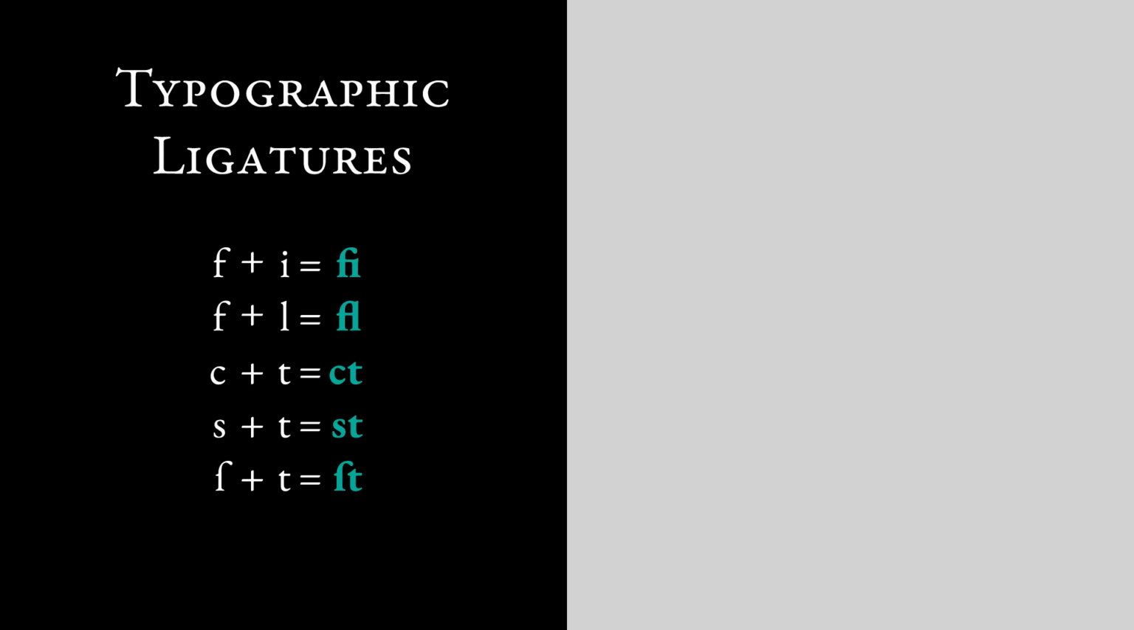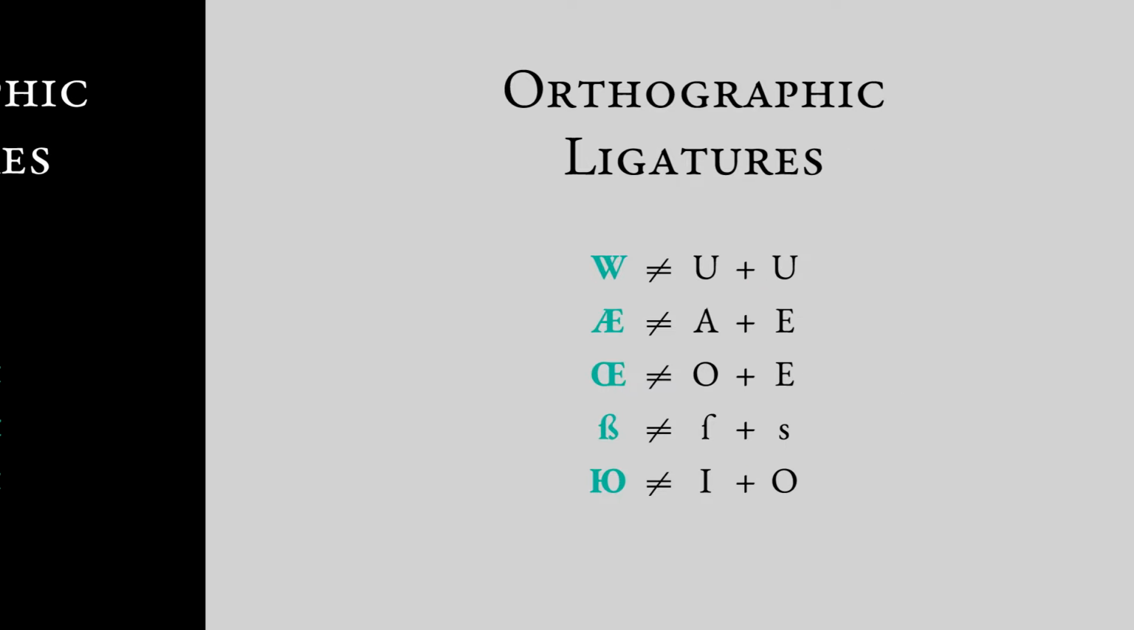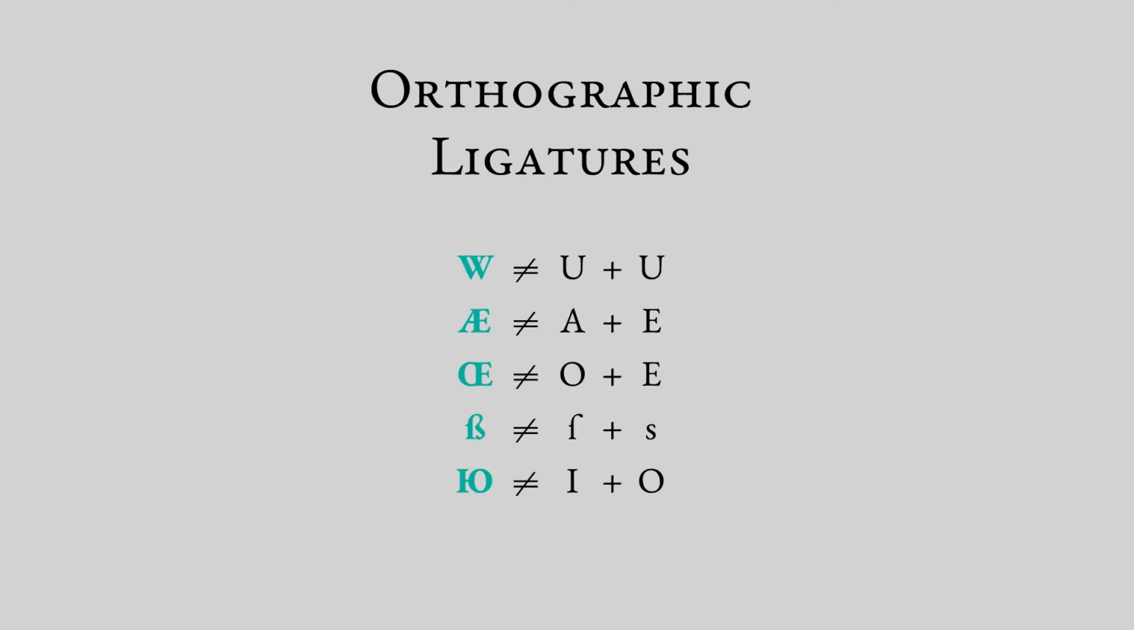In contrast, another category exists: orthographic ligatures. These are not mere connected forms of two letters, nor can they be mechanically split back into their original components. Instead, they evolve into entirely new letters. The most iconic example is the letter W, whose name reflects its origin, called double U in English and double V in French.